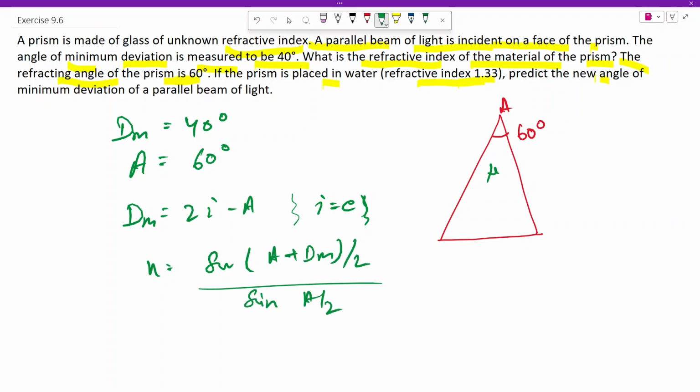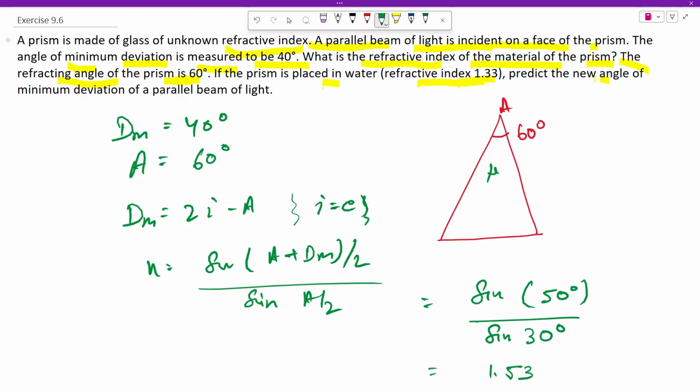Now here we have been given the value of A and Dm both. So we can simply put it as sine of (A plus Dm) by 2, that is 100 by 2, that is 50 degrees, and the value of A is 60 degrees, so it will be equal to sine of 30. Now this will give us a refractive index of 1.53. So we have successfully found out the refractive index of the prism.